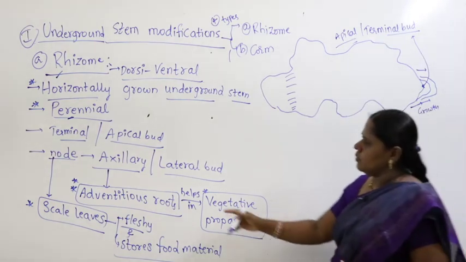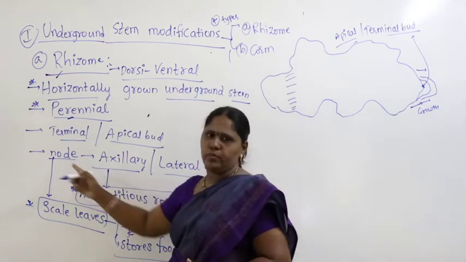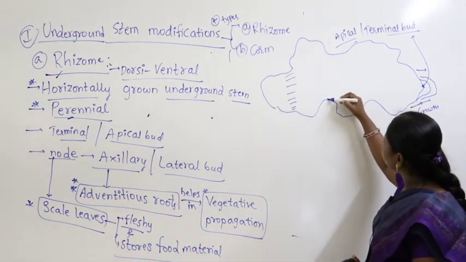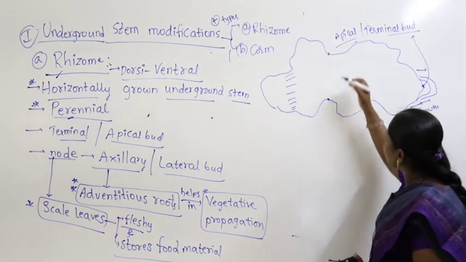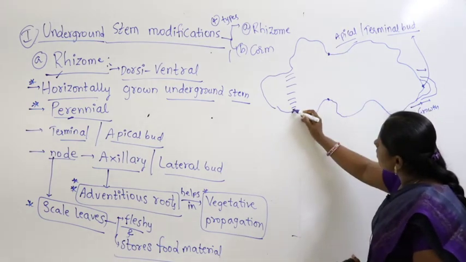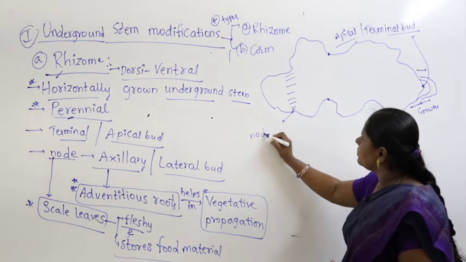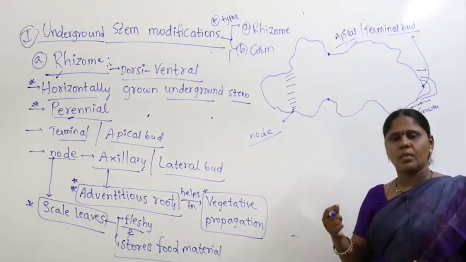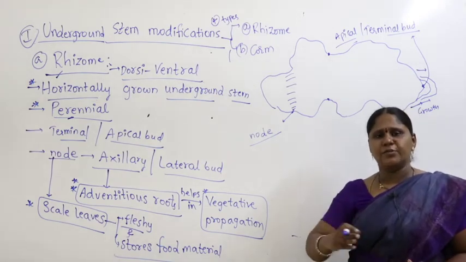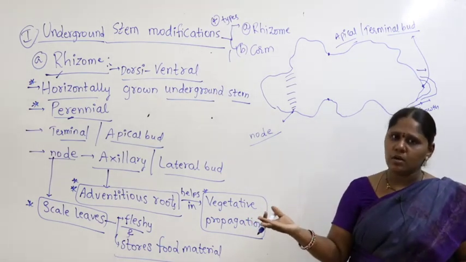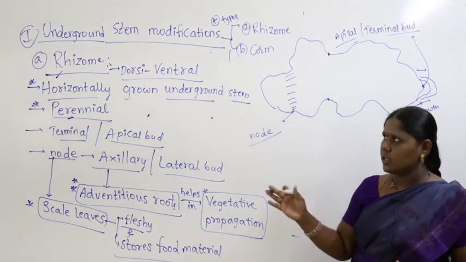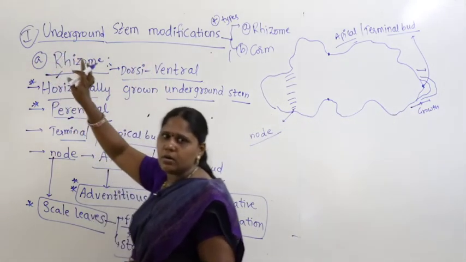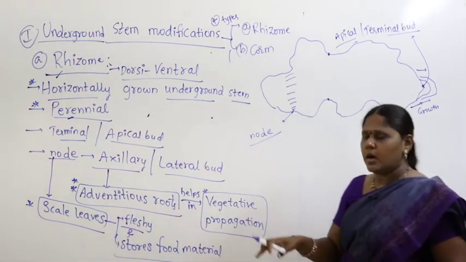Then what is the next thing we have? Node. Where is that node present? See here, this is called node. I will write here, this is node. We already discussed, right? On the stem, the place where a leaf arises is called node. You remember, now we are discussing stem. Of course, where is the stem present? In the underground, right? The stem is present in the underground.